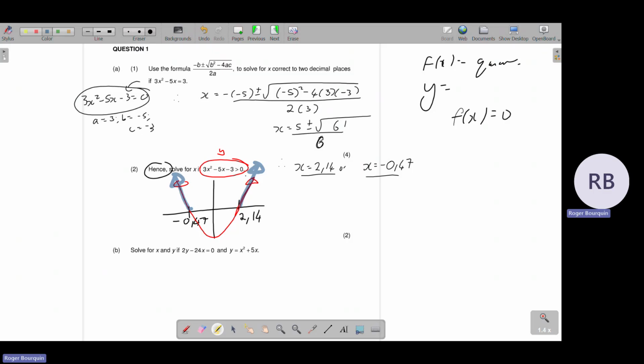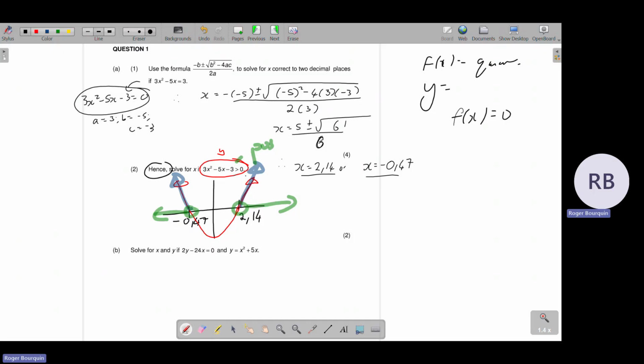But the question is, for which x values does this happen? Can I include 2.14? No, because it just says bigger than, not bigger than or equal to, so it's a round dot. There's my answer. Use your x-axis like an underline. And there is my other answer. That's where the function is positive, where the y coordinates are bigger than 0. So now you have to write the solution down. So, what's the solution going to be?